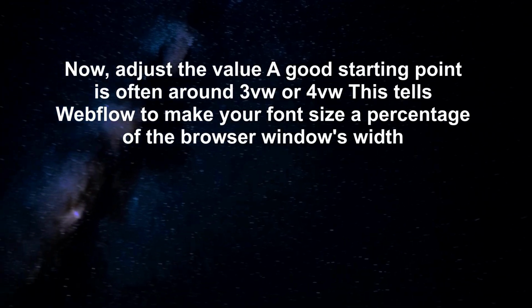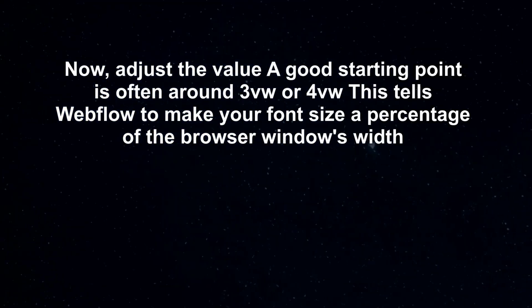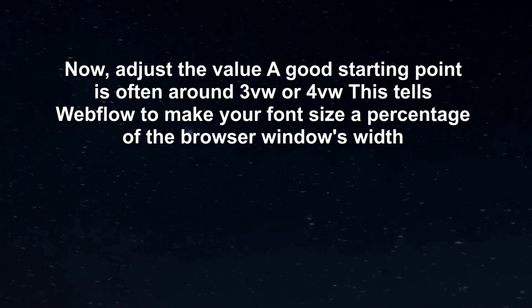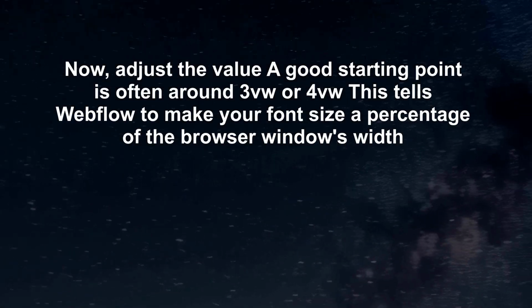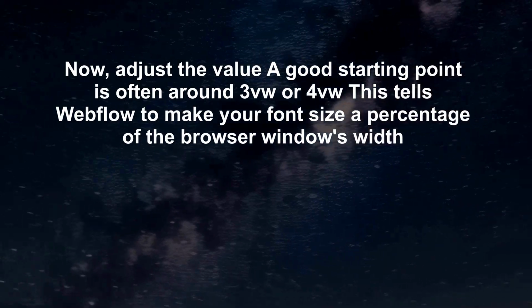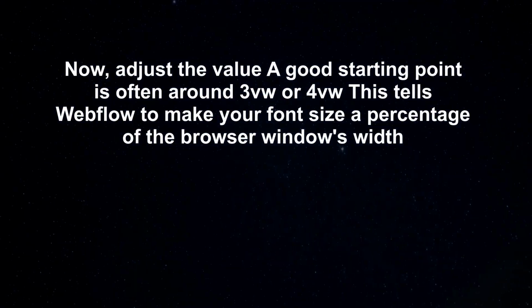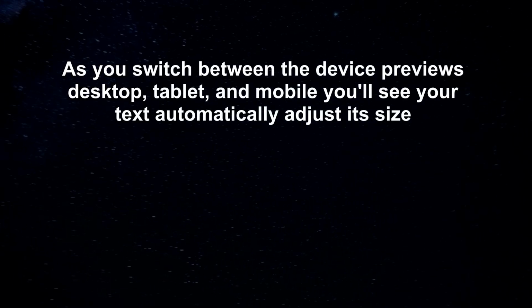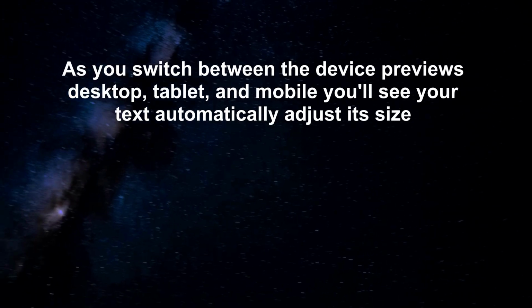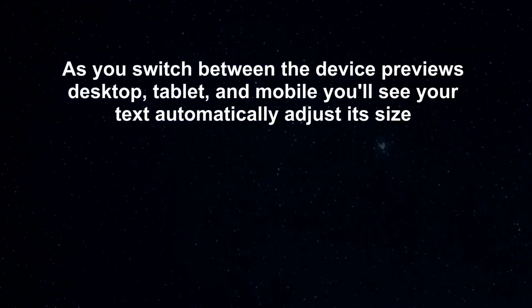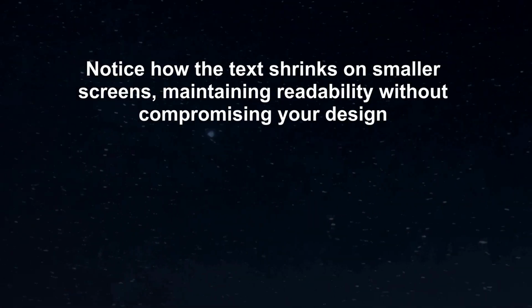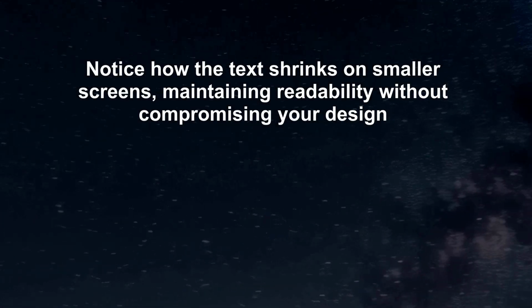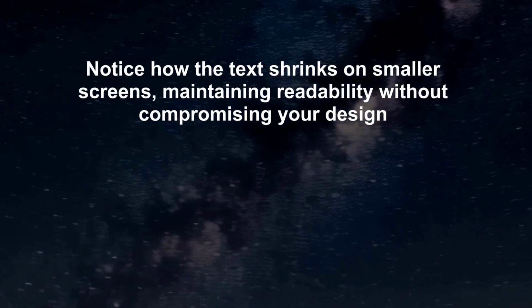Now, adjust the value. A good starting point is often around 3 VW or 4 VW. This tells Webflow to make your font size a percentage of the browser window's width. As you switch between the device previews desktop, tablet, and mobile, you'll see your text automatically adjust its size. Notice how the text shrinks on smaller screens, maintaining readability without compromising your design.